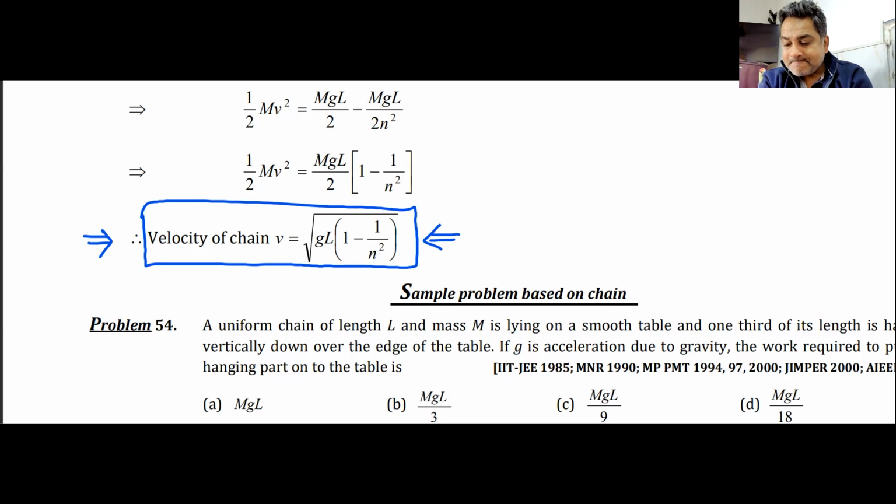Remember this formula. Two formulas I've given. One is work done in lifting up the chain. Number two, velocity of the chain as it leaves the table. I hope you have understood this formula and you will remember them.